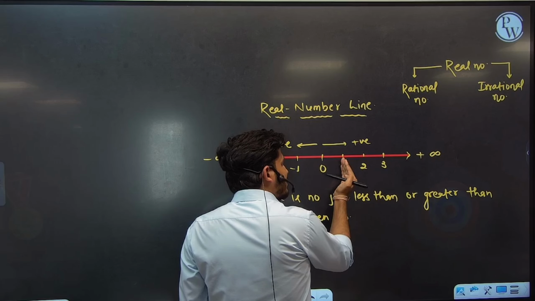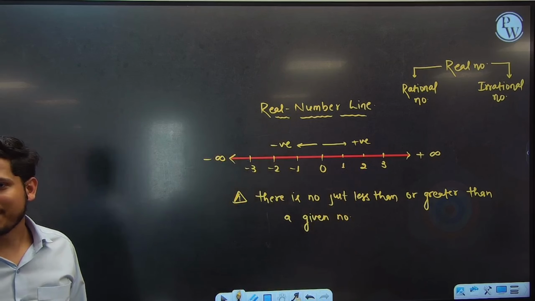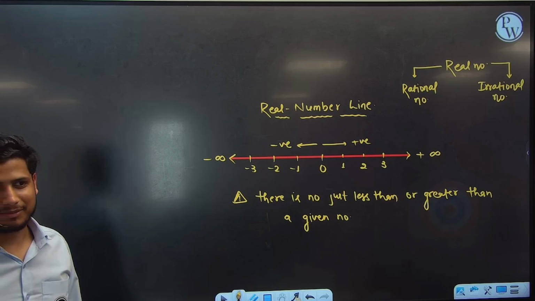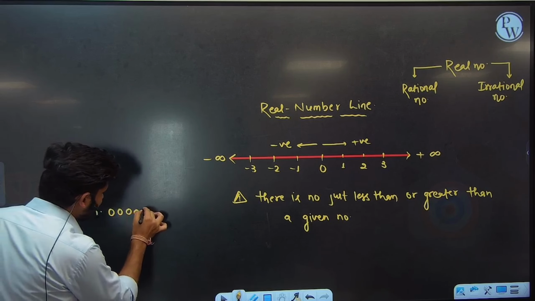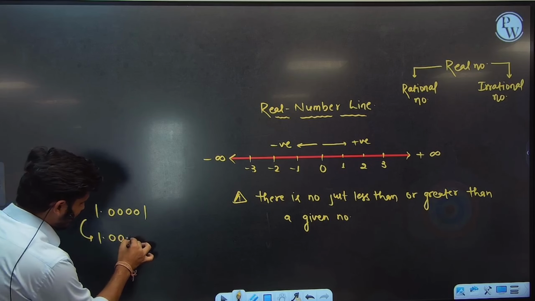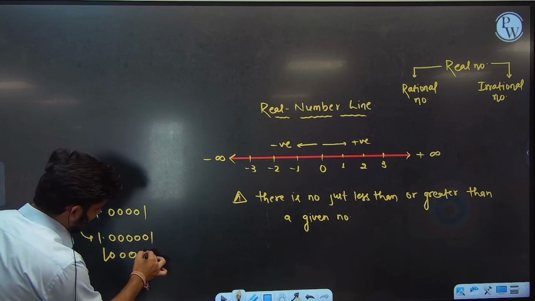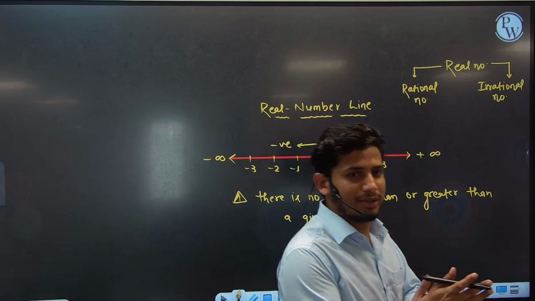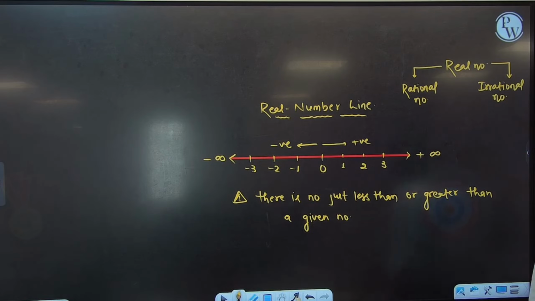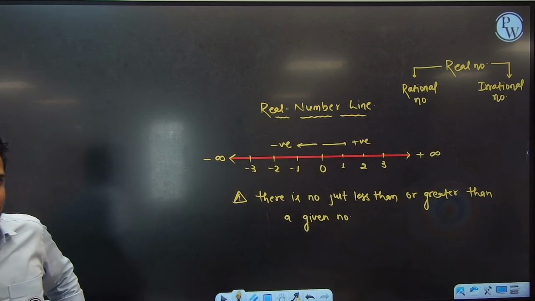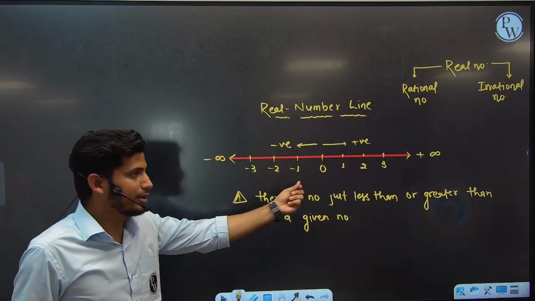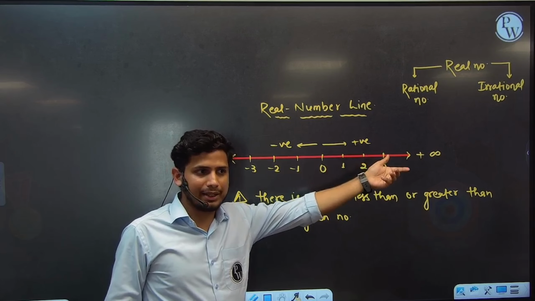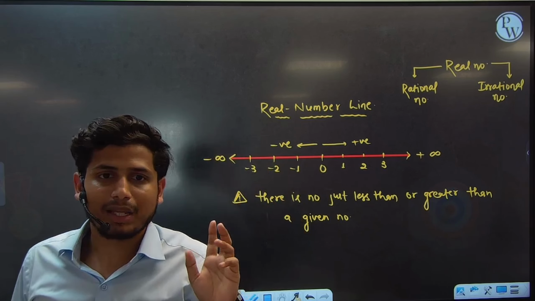So tell me, what is the value just greater than 1? Can't say. Because if you say 1.00001, then I can give you 1.000000001 in the middle. So you can't write just less than or just greater than. But we can write it for integer values, because after 1 the greater integer is 2, after 2 is 3, after 3 is 4. So it is valid only for integer values.